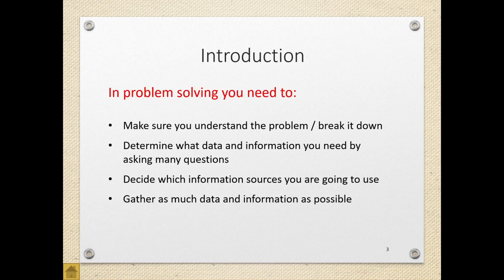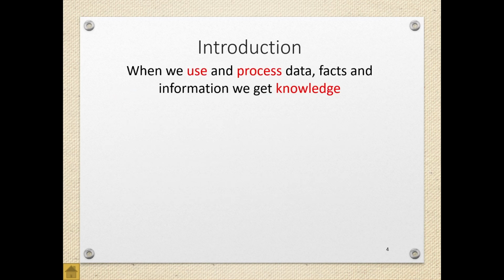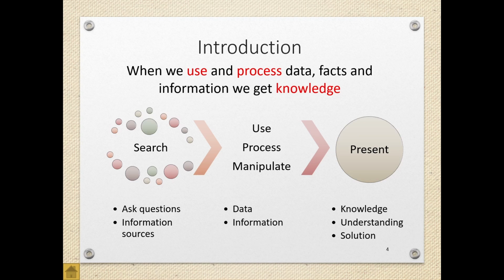And here they mentioned to us, in problem solving, you need to do what? Make sure you understand the problem, break it down, determine what data and information you need, decide which information sources you are going to use, and gather as much data and information as possible. And a lot of this was done in module 6.1, where we looked at those things. Now, when we use and process data, facts and information, we get knowledge. So what are we doing? Now, searching, we are asking questions. We are looking at the various information sources, whether it's books, magazines, internet articles, videos, whatever the case is.